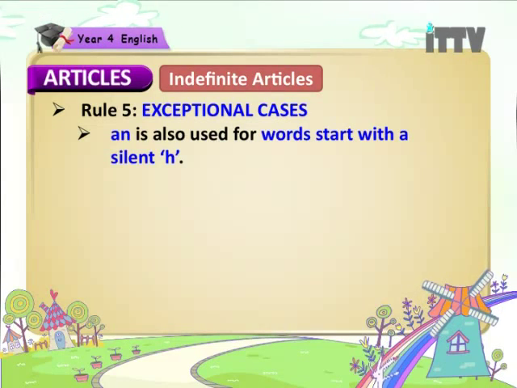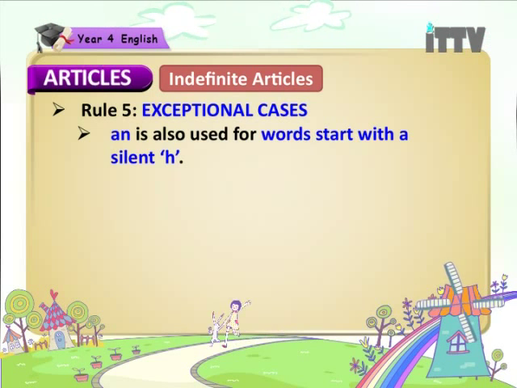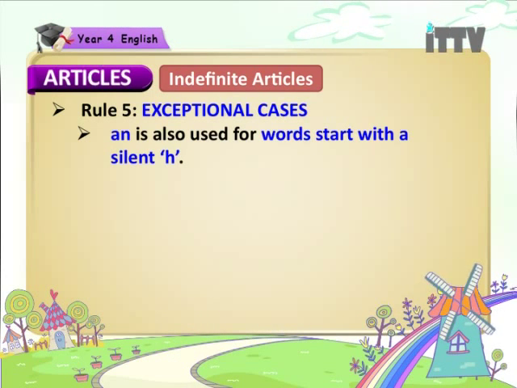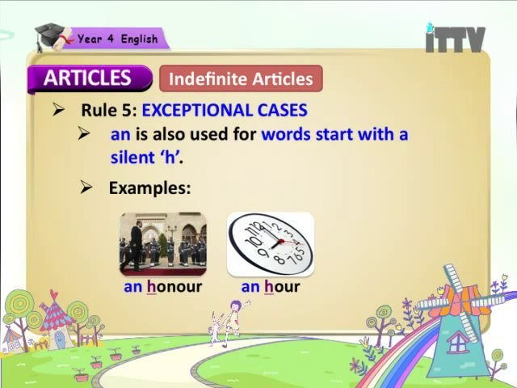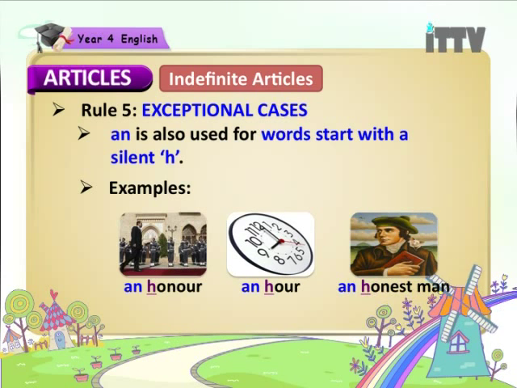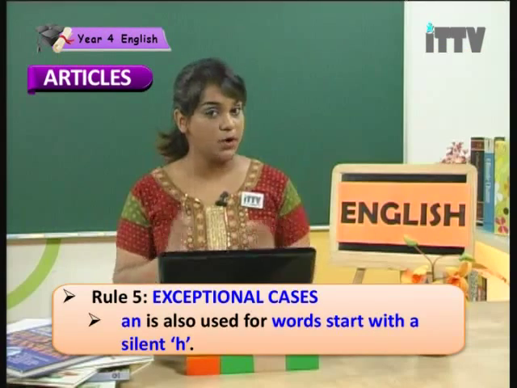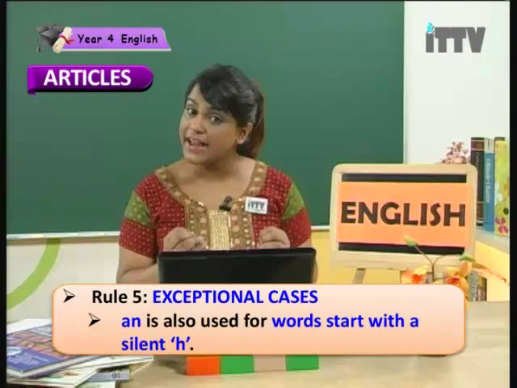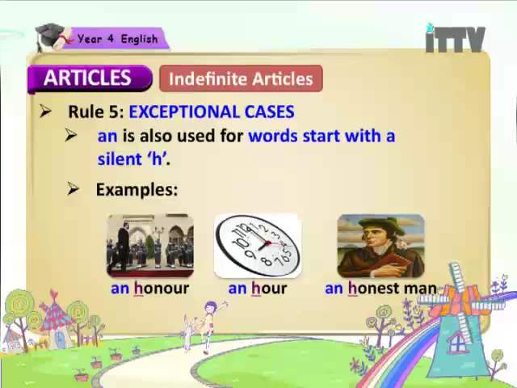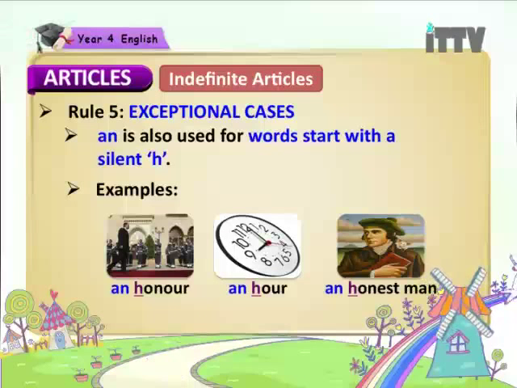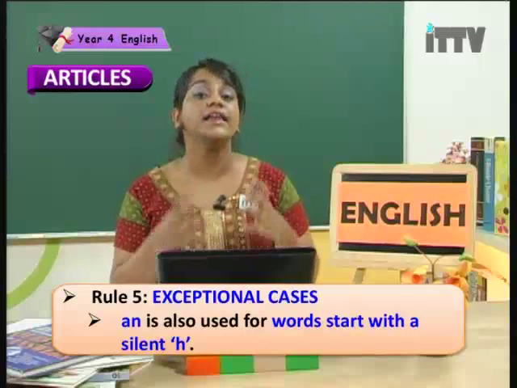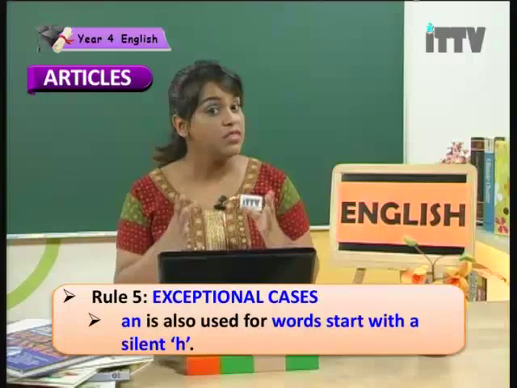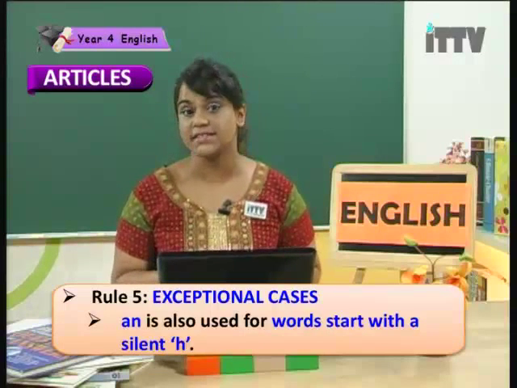An is also used for words that start with a silent H. For example, an honor, an hour, an honest man. So, boys and girls, you use an for words that start with silent H. For example, an honest man, an hour. You see, those are the exceptions to these rules.